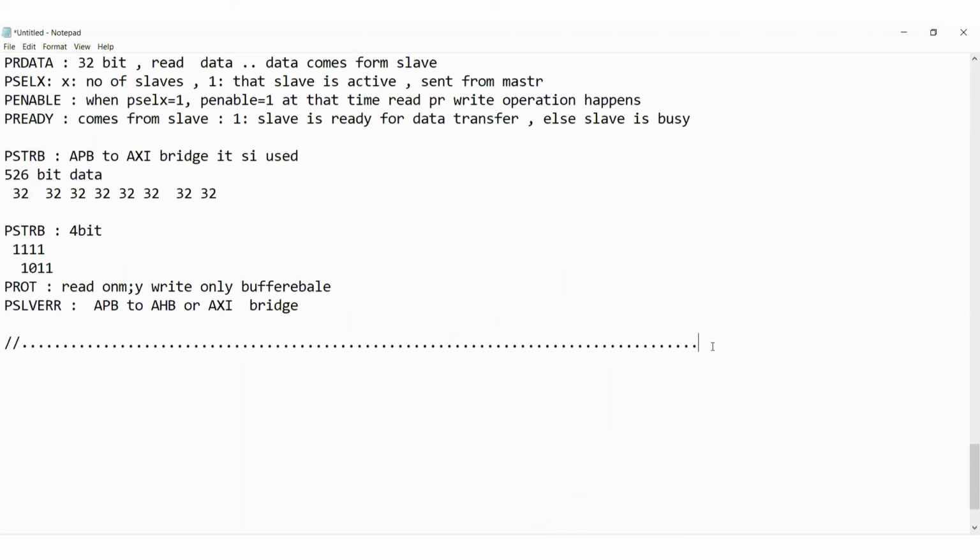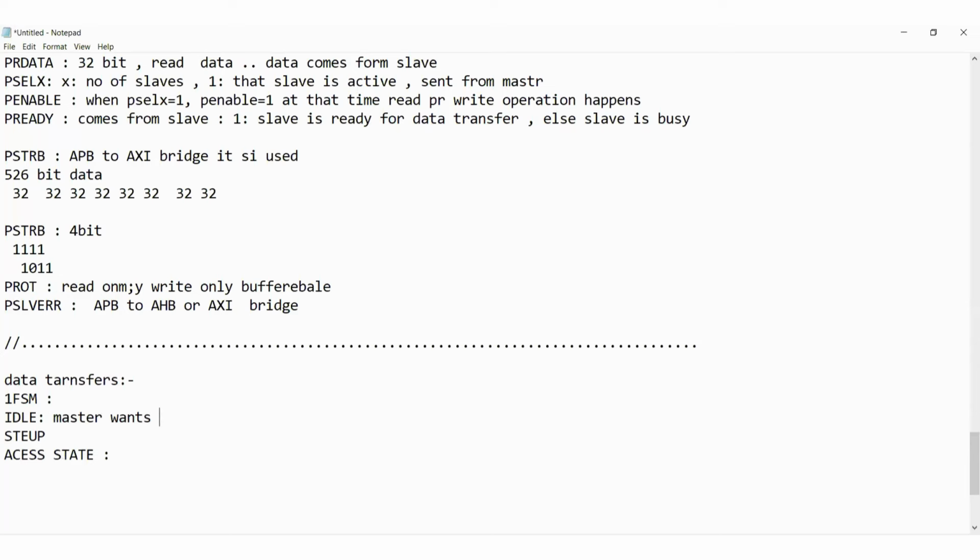Okay. So now how does the data transfer happen? Because, as I already told, there is a certain rule. So what is that rule? Here there is a simple FSM. You just have to implement that FSM. That FSM has 3 states: one is the idle state, then the setup state, then the access state. Okay, so in the idle state, everything is 0, everything is normal.